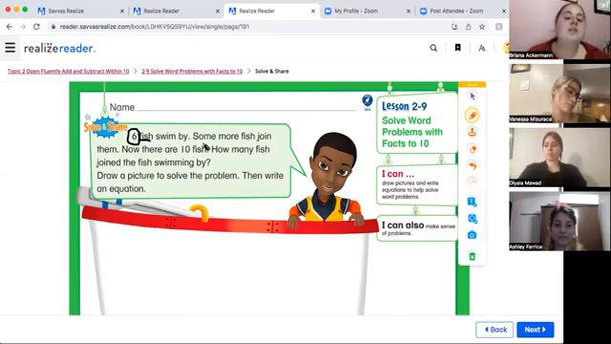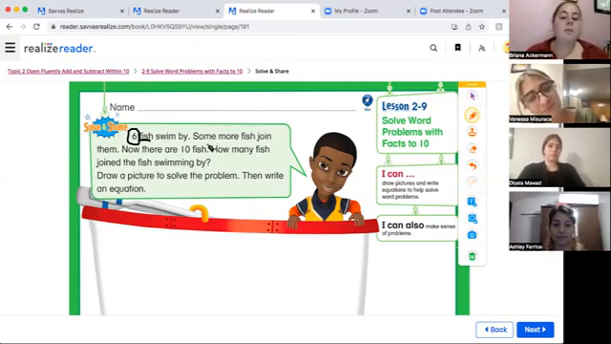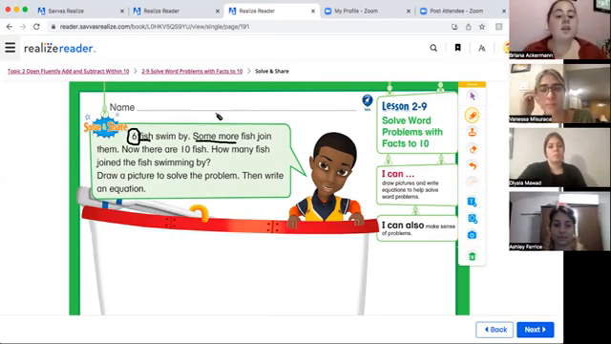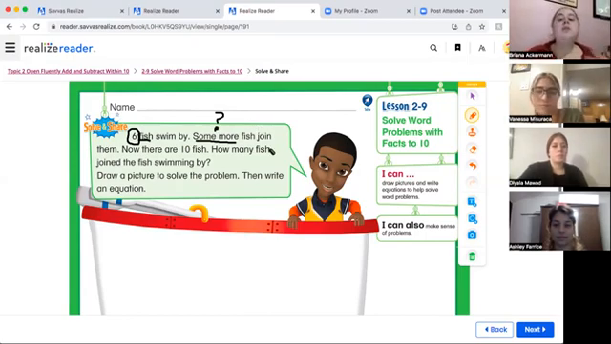Next sentence says, some more fish join them. Now, do you see anything important in this sentence? Well, let's go through it step by step. So it says some more. I'm going to underline that because more tells us that that is a number. More fish are joining, but I'm going to put a question mark because did it give us a number? No. So we need to figure out that number.